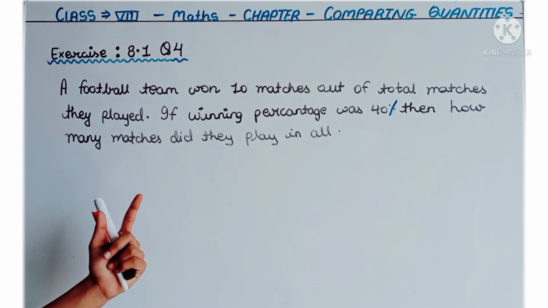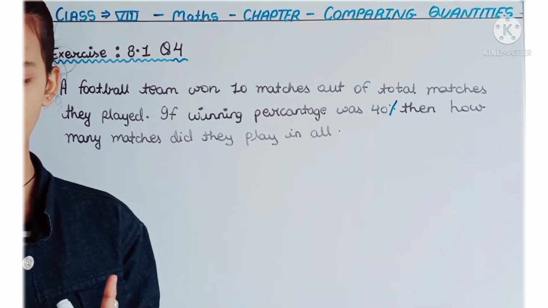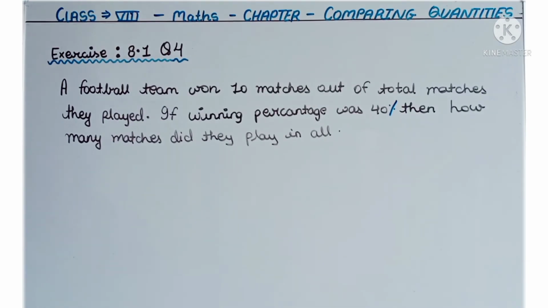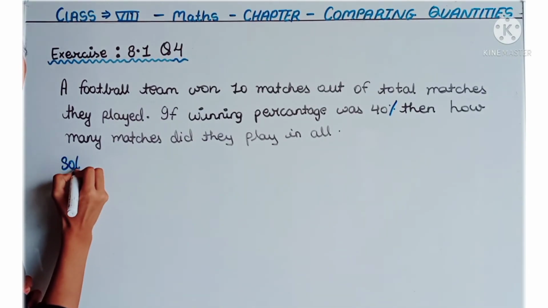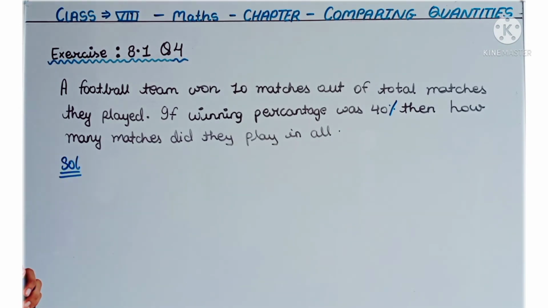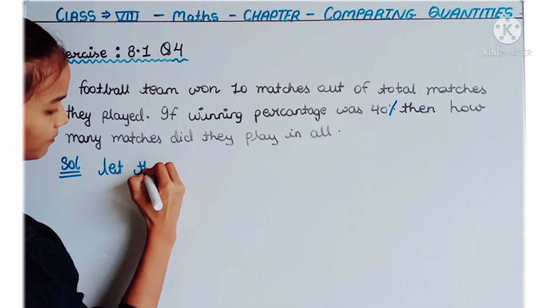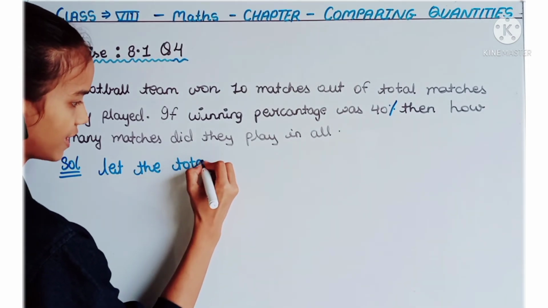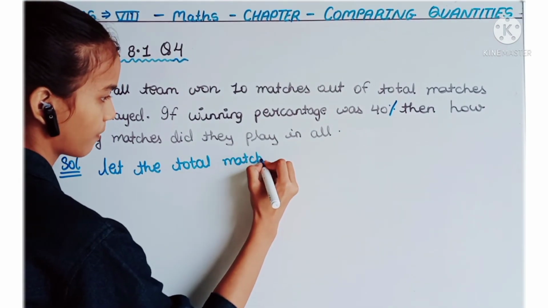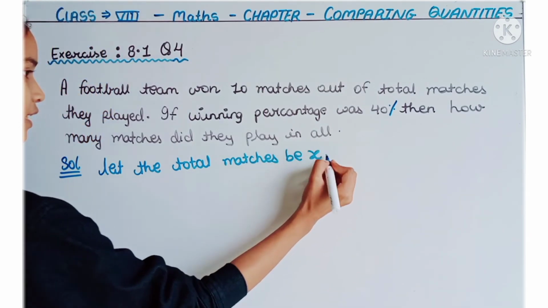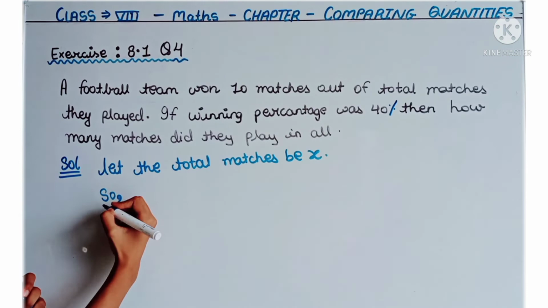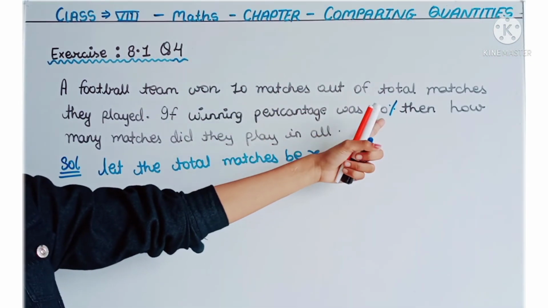Here the total number of matches is not given, only the winning percentage and the winning matches are given, the number and percentage both. So what we will take, coming to the second chapter of your maths book, in which we take x. If we do not know any value, then in its place we can take x or any other alphabetic value. For example, I am taking x here. Let the total matches be x.